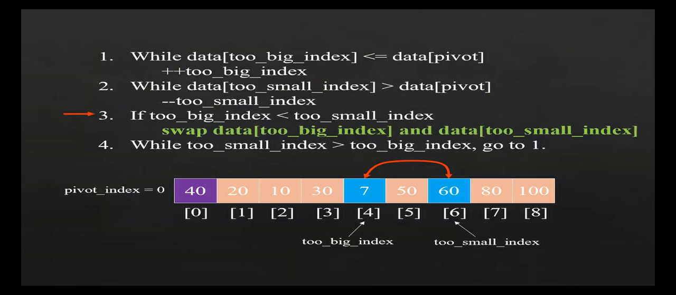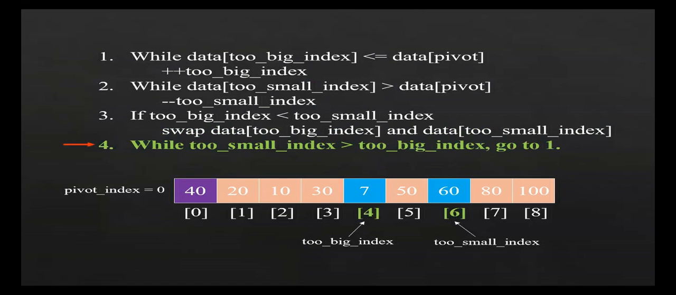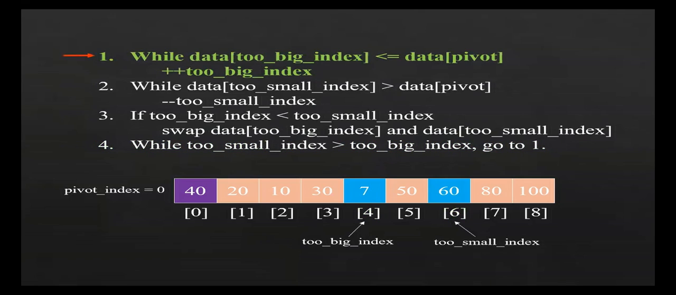That means 7 will be replaced with 60. Then we'll check again that the left side index must be smaller than the right side index. Until that is not satisfied, we will continue this, which means we will repeat our operations the same way. Again, we are performing the same operation.